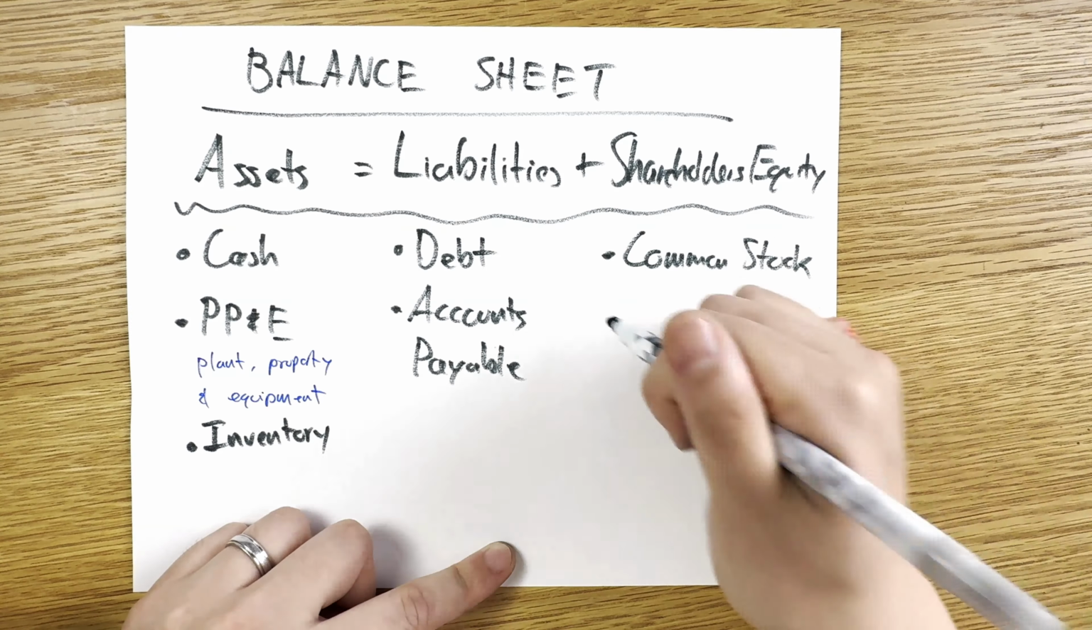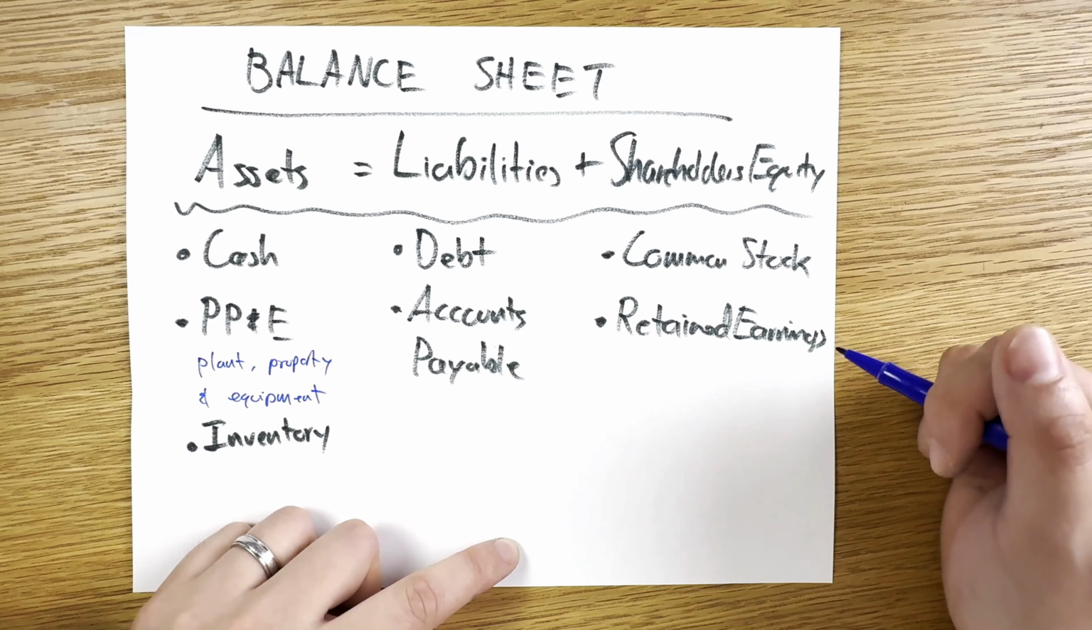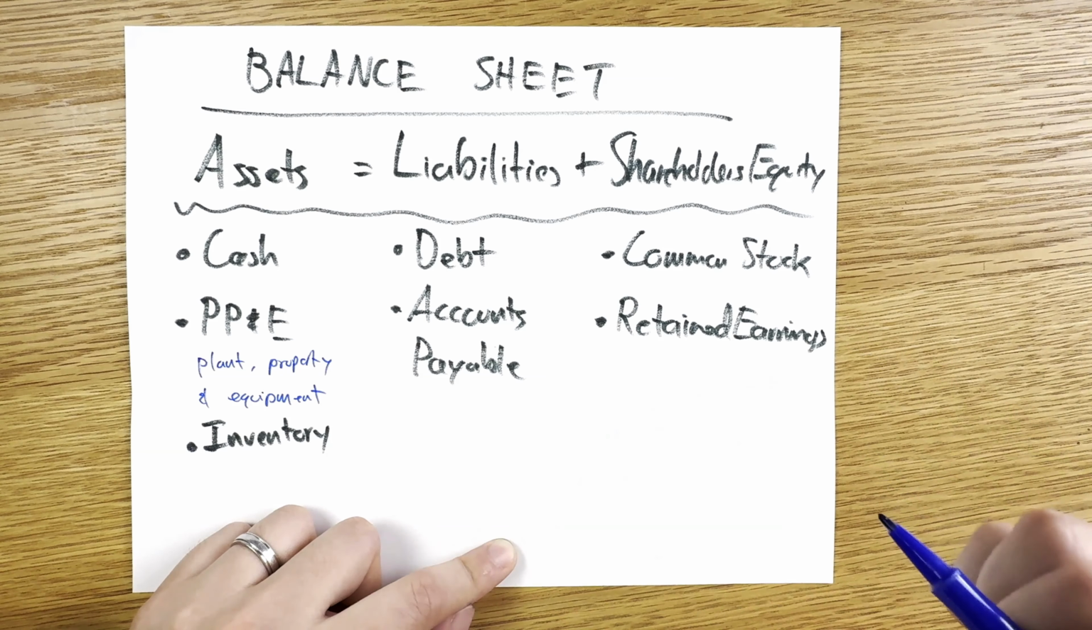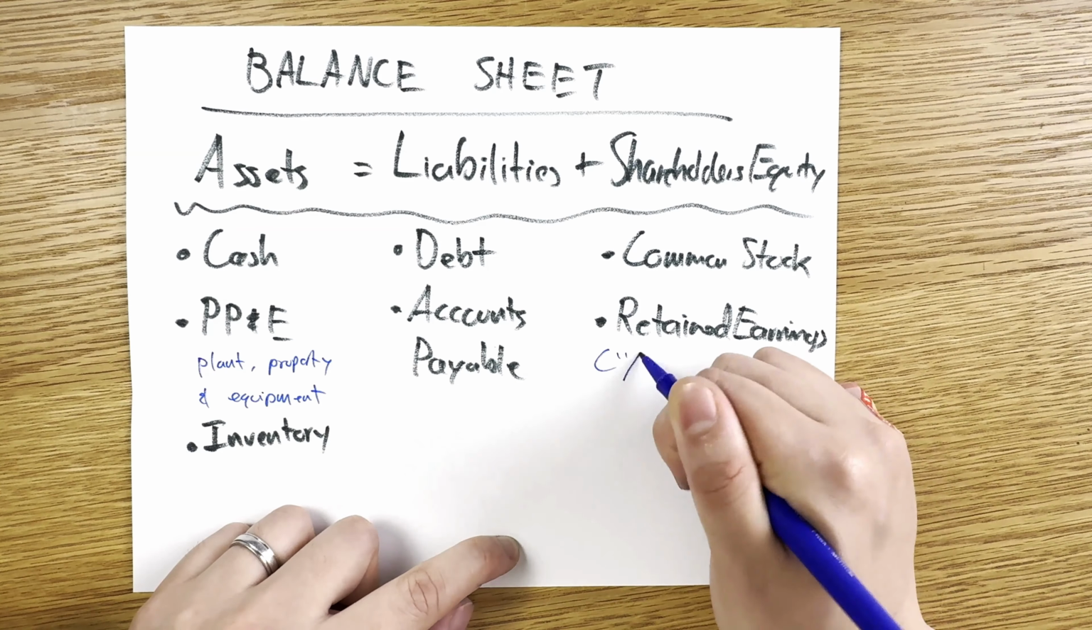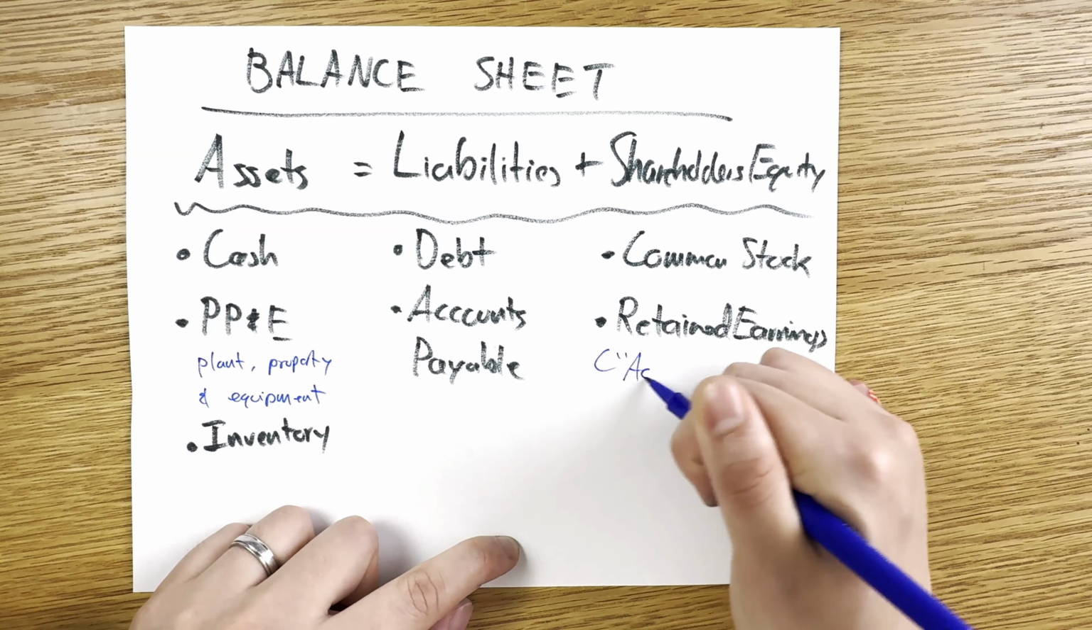Now, retained earnings is basically the running balance of your net income one year after the next year after the next year, right? I'm going to call that accumulated changes in net income. So if my retained earnings balance was $250 at the beginning of the year, and I made a profit in net income of $500 through the year, at the end of the year, my retained earnings account is going to be $750.